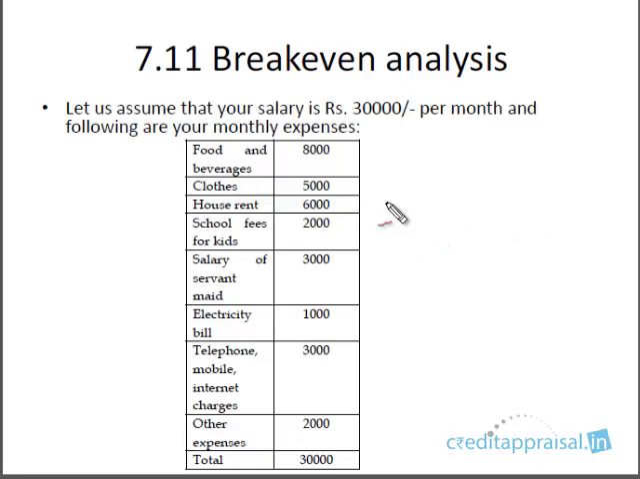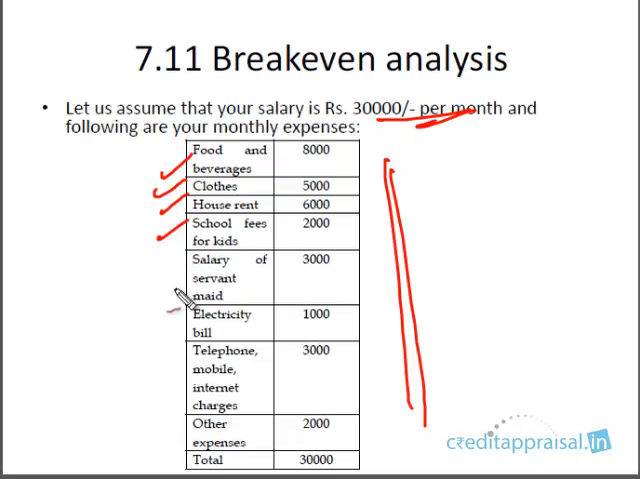Your salary is assumed to be 30,000 per month, and these are your monthly expenses. So you have various expenses: food, clothes, rent, school fees for kids, and various other expenses. These expenses put together come to 30,000. So your income is 30,000 and your expenses are 30,000. Right. So this is a scenario.